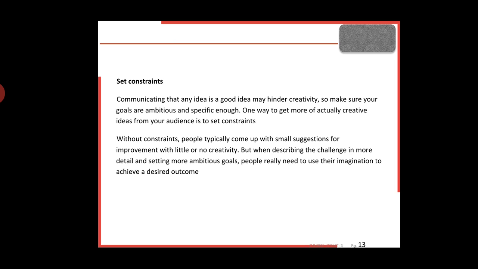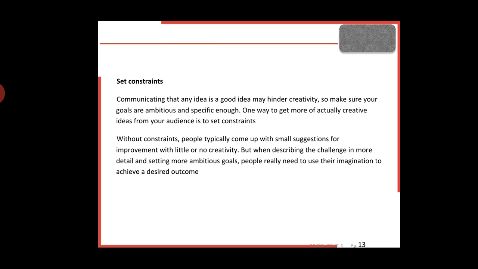But here one of the main things we can discuss: when we are describing the challenges in more detail, and we are setting more ambitious goals, people really need to use their imaginations to achieve a desired outcome, or to explore what that outcome becomes. Do the people really need, or want, to use their imaginations to achieve a desired outcome or not? This is the concept of set constraints.